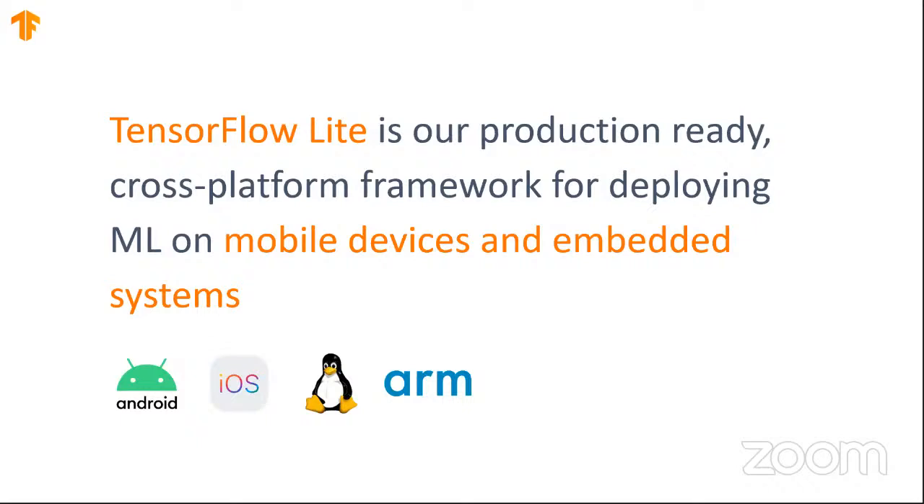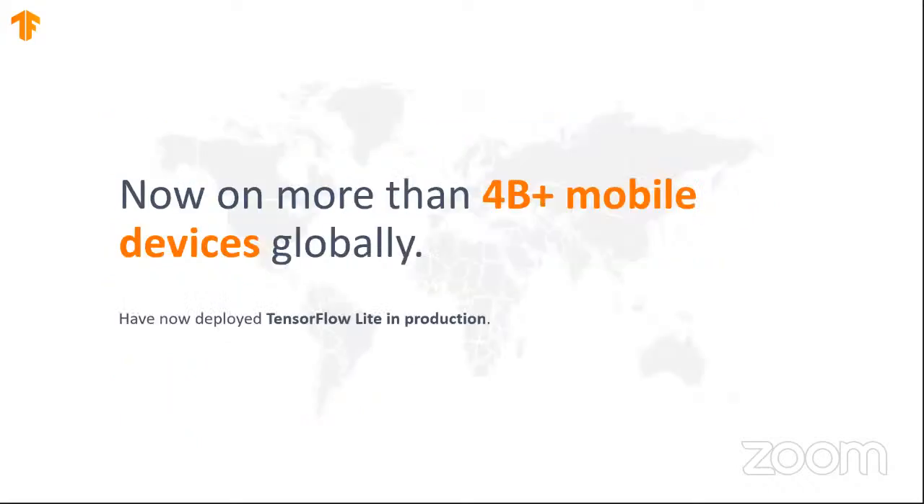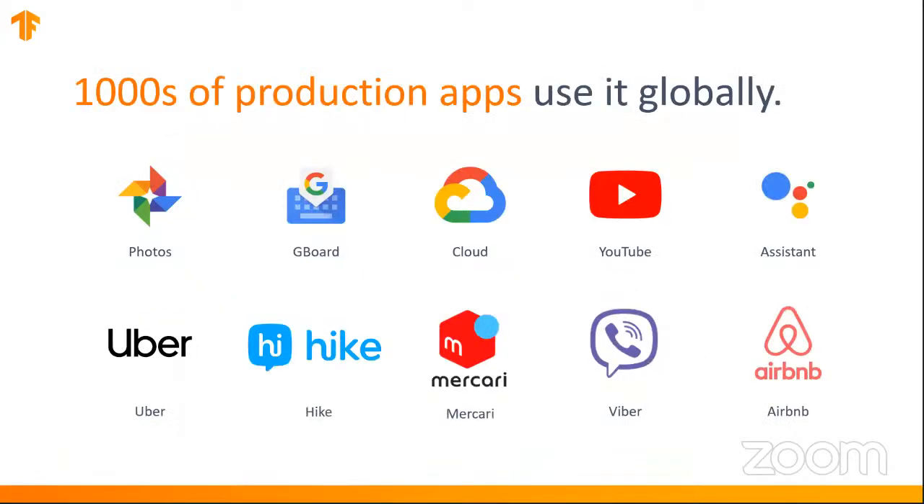Okay, and there have been a lot of devices actually running those things. More than 4 billion devices actually run that. Okay, TF Lite in production. And these are some of the products, right from your Google keypad next word prediction, to YouTube, to Hike sticker prediction, to Airbnb. Everything uses TF Lite in it.